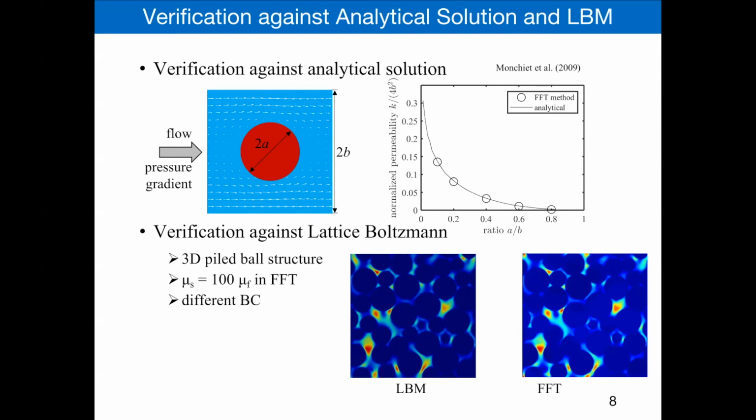Here, we want to emphasize that the solid viscosity was set to be 100 times larger than the viscosity of the fluid. We later did a convergence study and found that the permeability tensor converges when the solid viscosity is 10 million times larger than the fluid viscosity.